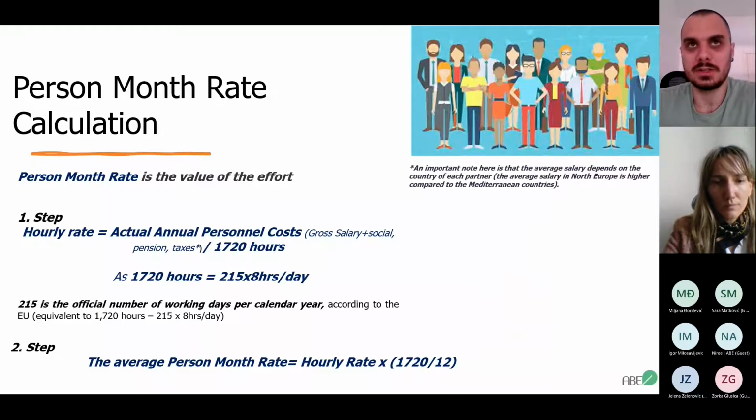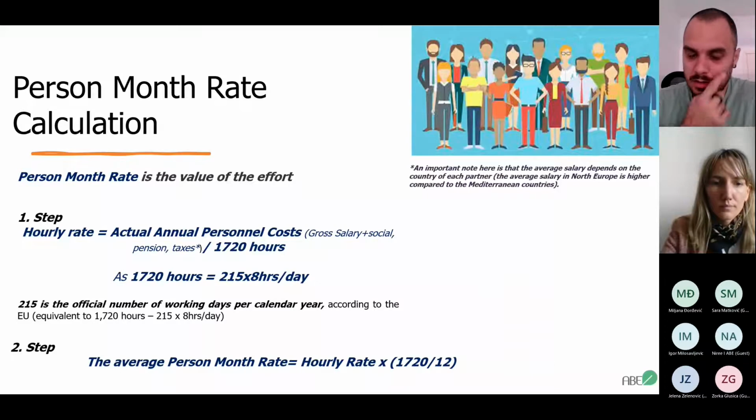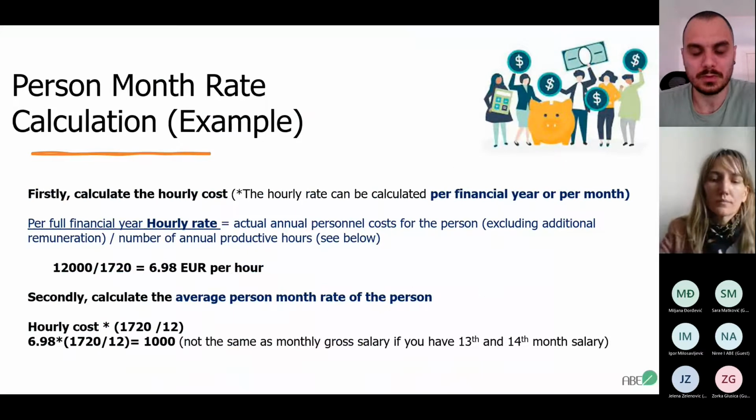On the other hand, if your organization or company has a different accountancy standard procedure, you can also use your procedure. But this, as I was saying, is simply the easiest way. The second step, once you have calculated the hourly rate, is to calculate the average person month rate for that personnel. How can you do this? It's the hourly rate times 1,720 divided by 12. So this would be considered an average month of work.